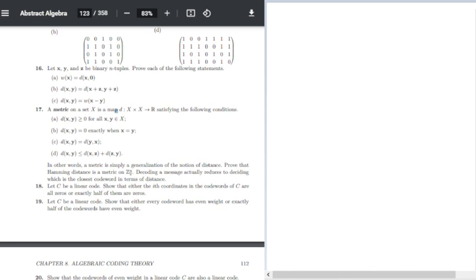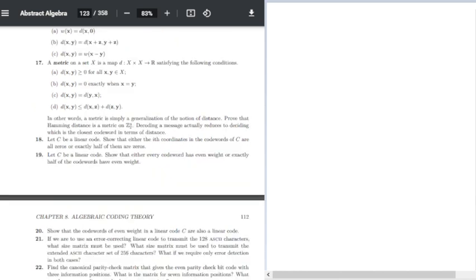D of xy is greater than or equal to 0 because you can't have a negative number of digits differing, because you're talking about the number of digits that differ. So this is by definition. D of xy is equal to 0 exactly when x equals y, because otherwise there's a digit differing, which means d of xy is greater than or equal to 1. D of xy equals d of yx, because they're both counting the difference in digits between x and y, just shifting that around. And then d of xy is less than or equal to d of xz plus d of zy.